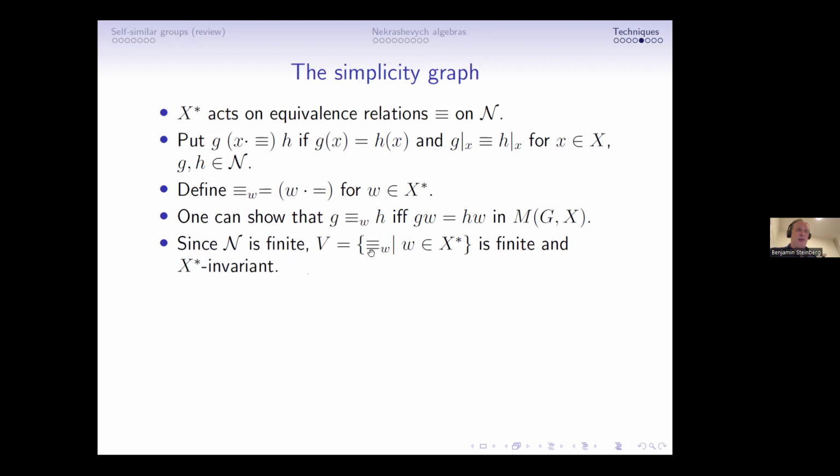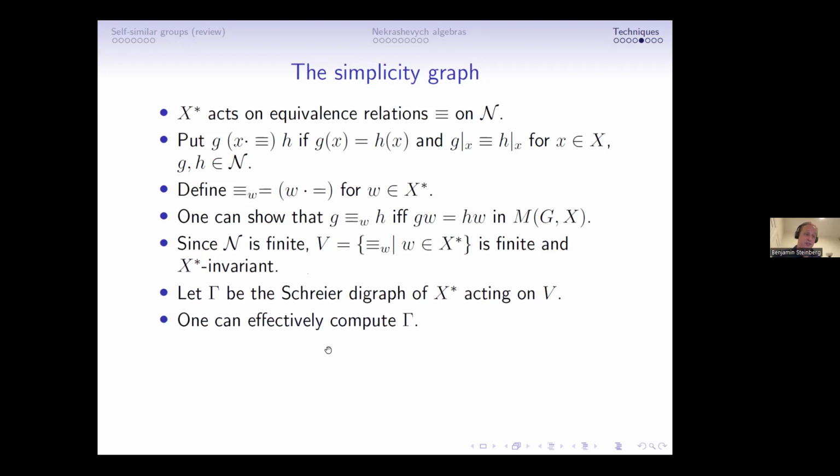So this is the place where we don't have a good bound: how many of these equivalence relations actually show up. The number of equivalence relations on a finite set can be fairly big, but in practice I've never seen the subset of equivalence relations be all that big. So the question is really what percentage of equivalence relations can come up this way. I suspect there's a better bound than just saying that it's finite, than just the number of equivalence relations. In any event, we have this finite set, the free monoid acts on it, so we can build a Schreier digraph or an automaton for this action, and we can compute it effectively.